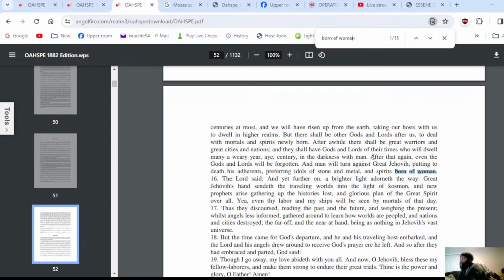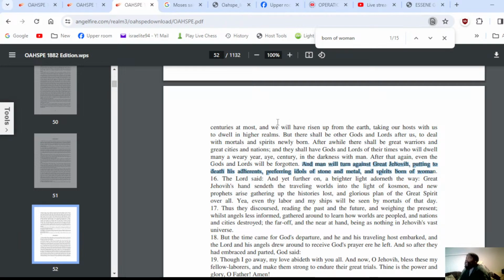Spirits born of women? Let's read. It says, after that again, even the gods and lords will be forgotten. Man will turn against great Jehovah. So let's go back up. But there shall be other gods and lords after us, to deal with mortals and spirits newly born. After a while, there shall be great warriors and great cities and nations, and they shall have gods and lords of their times who will dwell many a weary year, aye, century, in the darkness with man. It says, after that, again, even the gods and lords will be forgotten, and man will turn against the great Jehovah, putting to death his adherents, preferring idols of stone and metal and spirits born of women.